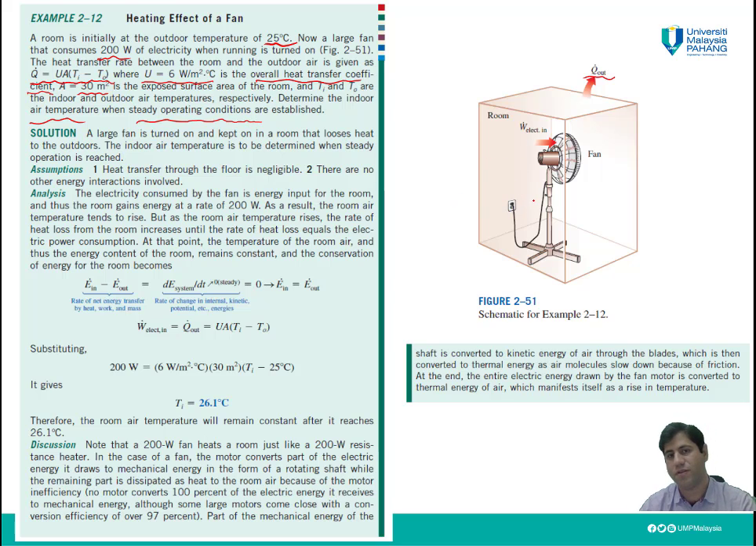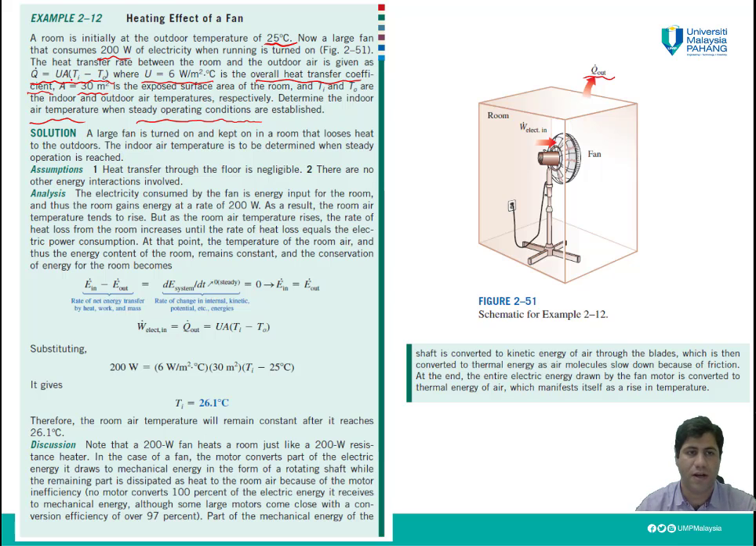When energy comes to the system, this work will convert to temperature inside the room because of the resistance in the wire, in the motor of the fan. As a result, the room air temperature tends to rise. But as the room air temperature rises, the rate of heat loss from the room increases until the rate of heat loss equals the electric power consumption.